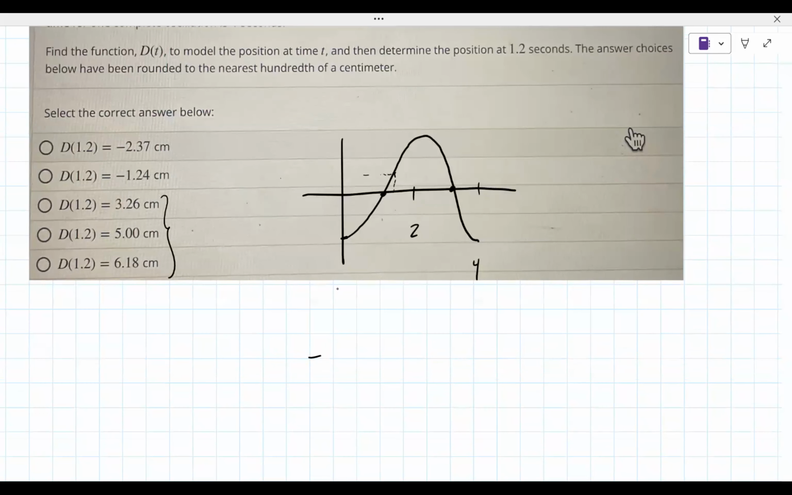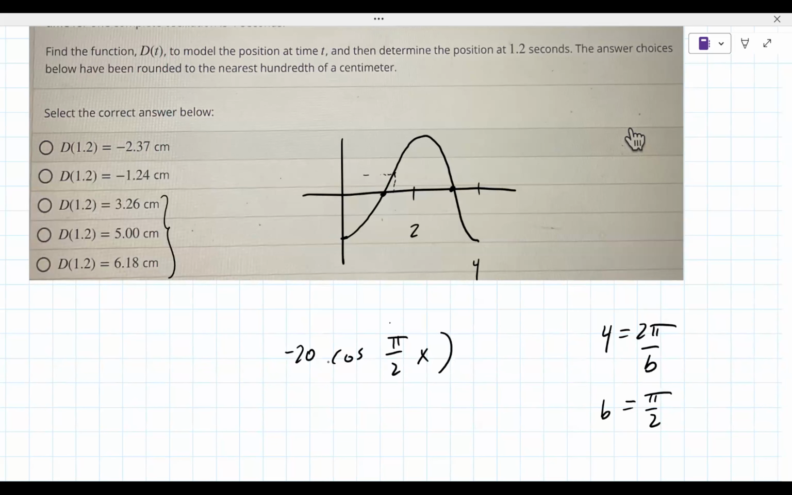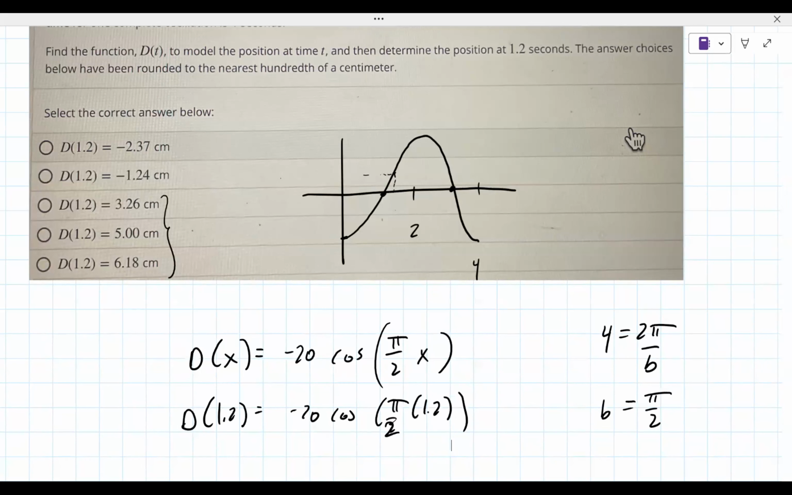So this is an inverted cosine with an amplitude of 20. And then the period is 4, which is 2 pi over b. So b ends up being pi over 2. So it's pi over 2 x, something like that. So now putting in 1.2, you've got to go to your calculator and just calculate that. 2 times 1.2. It ends up being 6.18. Got it.